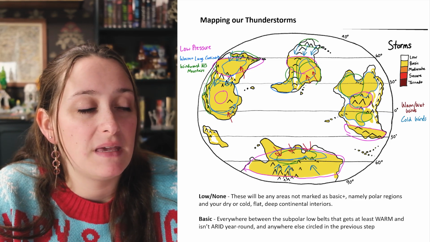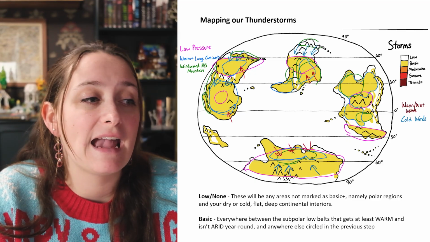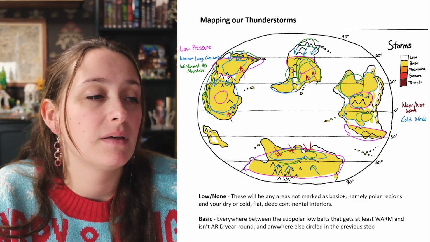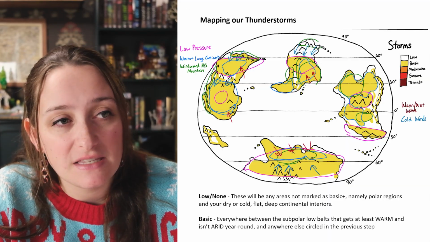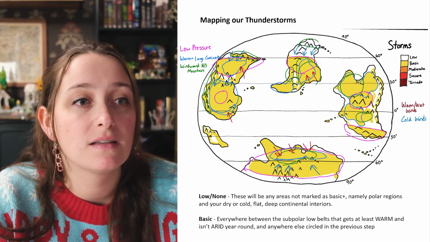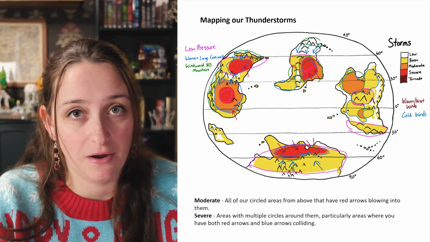And so basic would be everywhere between your subpolar low belts that gets at least warm and isn't arid year-round, and anywhere else that was circled in the previous step. So you can see here, all of the yellow is basically anywhere that is a basic chance, and the white areas are the low chance. So next we're going to do moderate and severe.